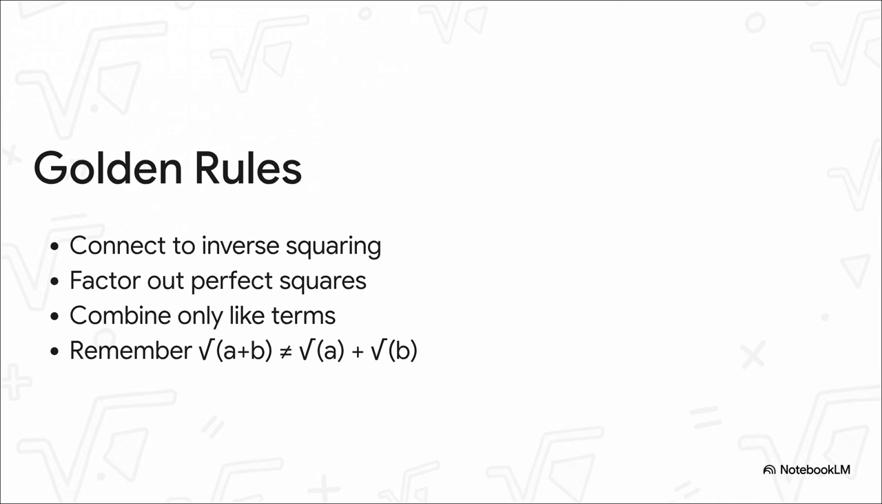Rule 1, always connect square roots to their inverse, which is squaring. Rule 2, simplify by hunting down and extracting those perfect square factors. Rule 3, when you're adding, only ever combine the coefficients of perfectly identical like terms. And Rule 4, our absolute golden mythbuster, never ever try to split addition or subtraction inside a single square root.